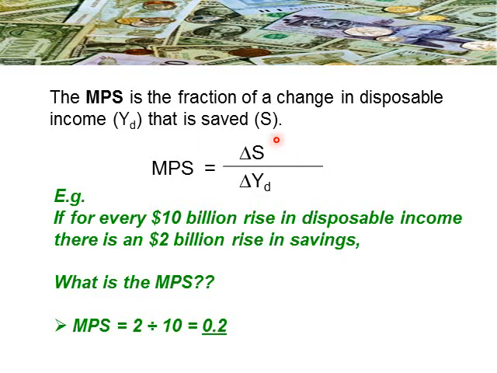Now the formula for calculating MPS, that means the portion of our disposable income that goes to savings, is change in savings divided by change in disposable income. Again, it's a change on both sides. So for example, every $10 billion increase in disposable income, a $2 billion rise in savings. So MPS, just take 2 divided by 10, 0.2. Again, we present it in ratio form, but you can understand it in percentage terms. That means we save 20% of our income on average.